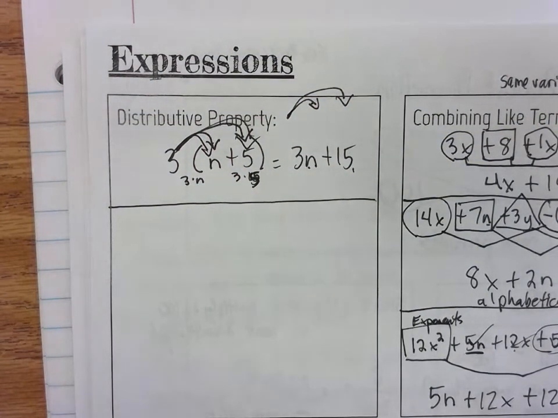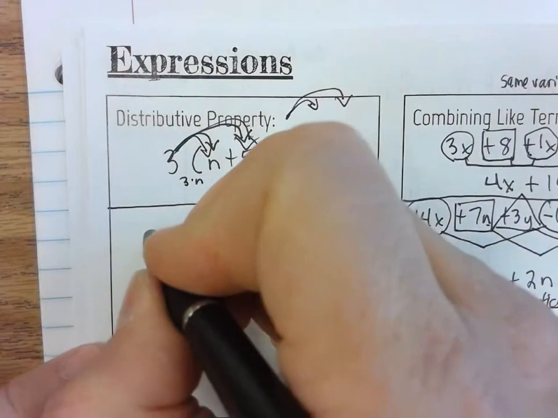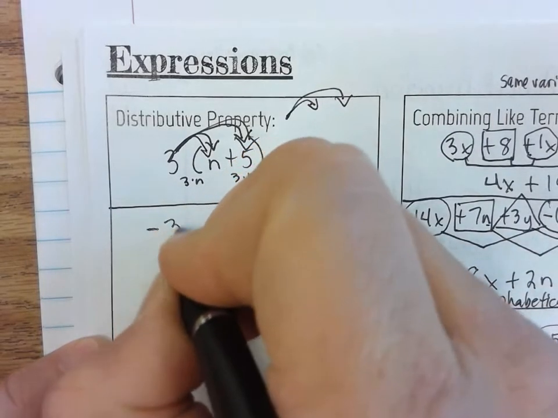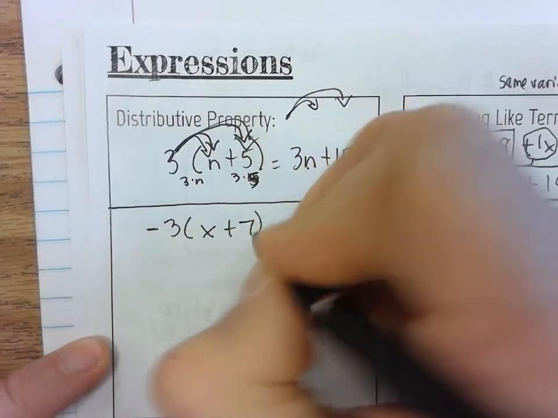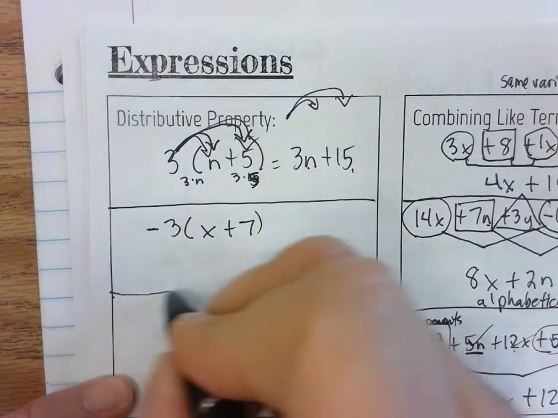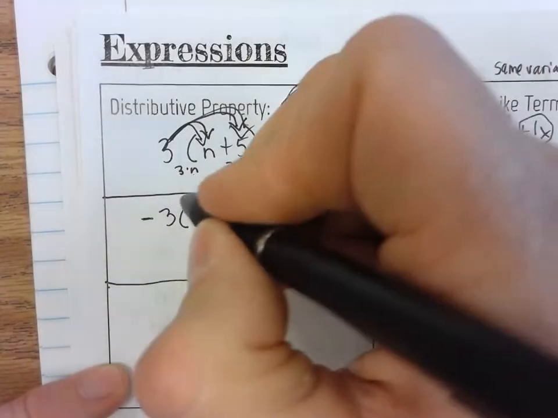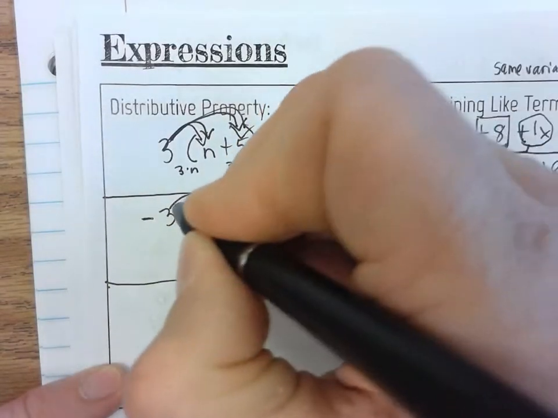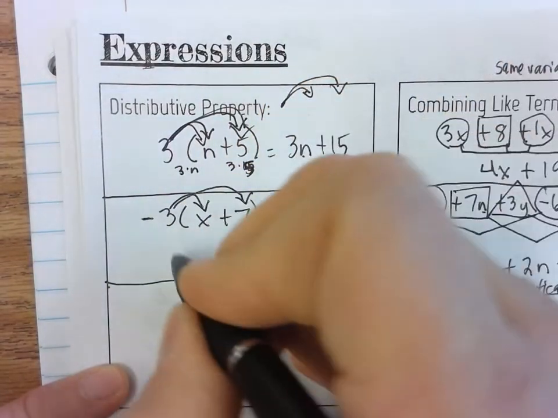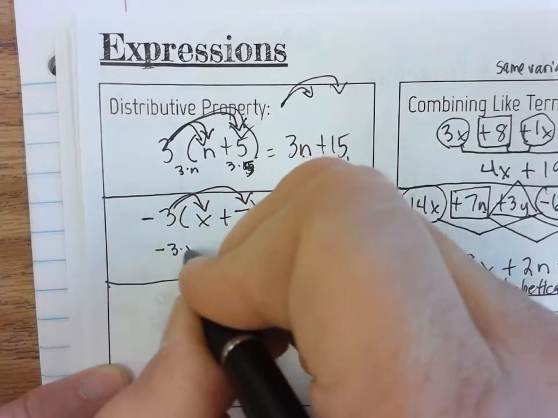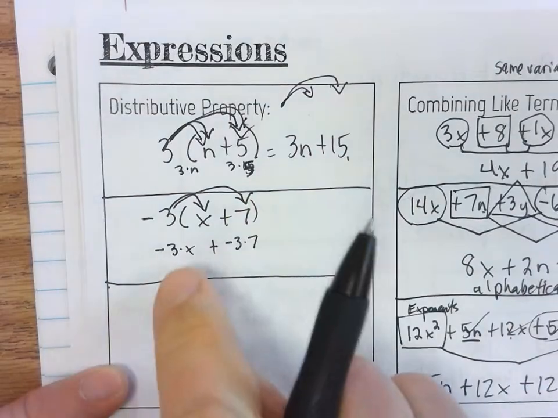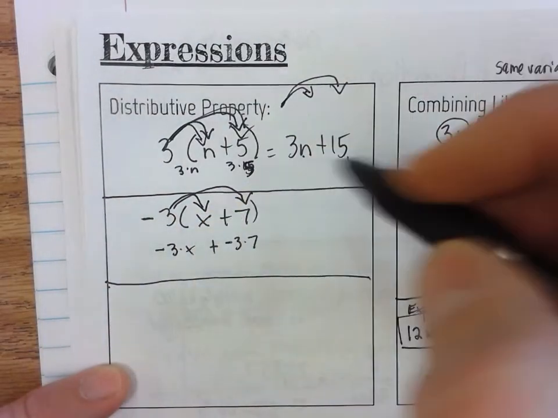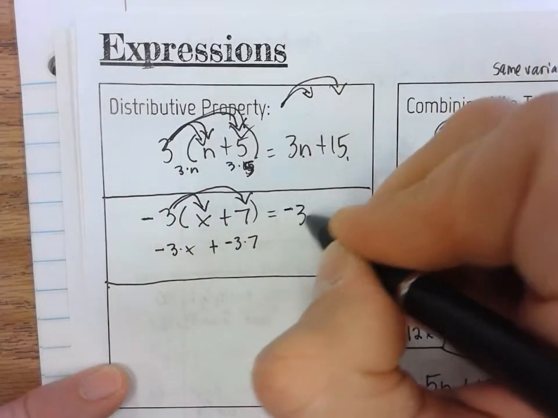Now, here's the important thing I want to talk to you about. Let's do it with some negatives now. We got negative 3 on the outside of x plus 7, okay? I'll divide that off too. So negative 3 times x and negative 3 times 7 is what we're doing here. So negative 3 times x plus negative 3 times 7. All right, so negative 3 times x would give you negative 3x.